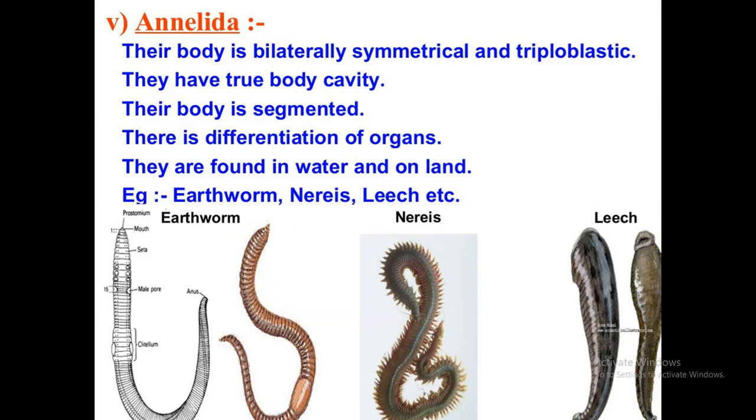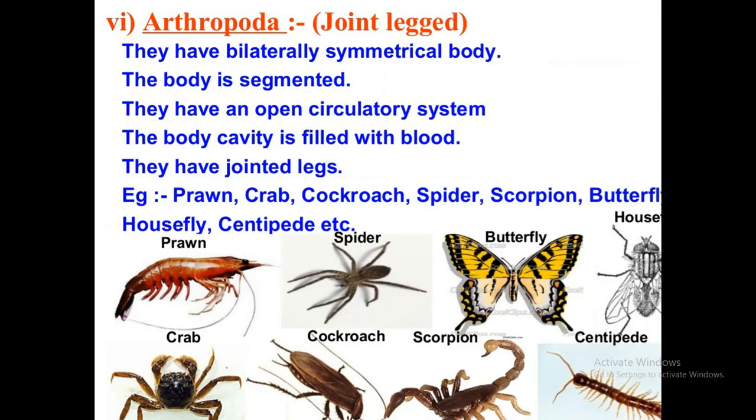The body divides into many different segments. These are the different segments. So this is the segmentation present in the annelida. There is no differentiation of organs. Still here organ differentiation has not happened, and the body is still at the tissue level. Where are they found? Both in water and on land. The examples of annelida are earthworm, Nereis, and the leech. These are all examples of annelida.